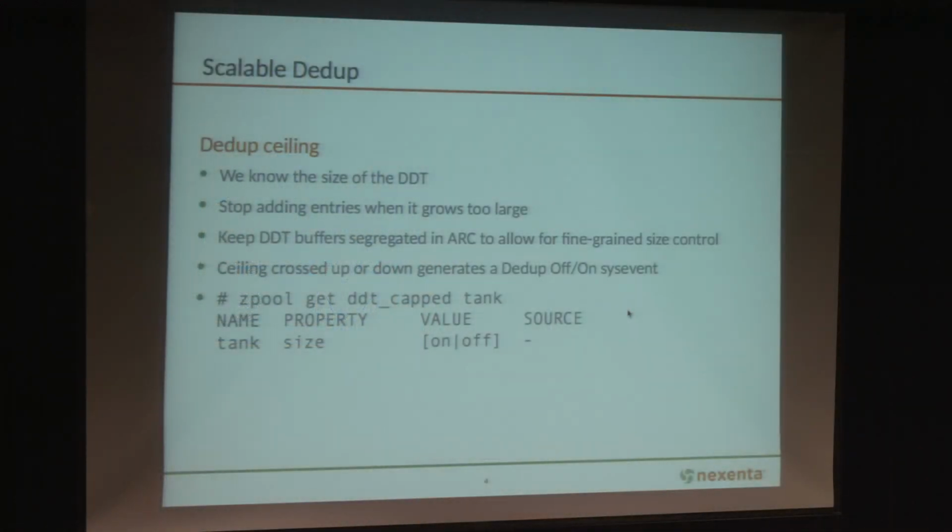So we thought to ourselves, what if we just perform the basic checks for you, so we don't actually let that kind of bad situation happen to you? We know the size of the dedupe table on your system, and so if your dedupe table grows too large, usually what you prefer is, I'm willing to sacrifice a little bit of dedupe ratio for performance. That's usually how it goes. So we'll just stop adding entries when it grows too large.